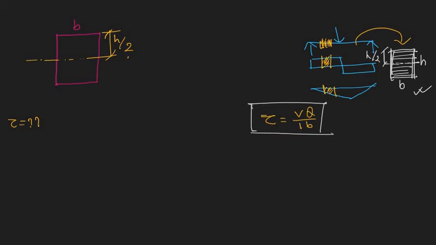At any depth means, let's say, at a depth of y. We are considering the shear stress at a depth of y from the neutral axis, and here we have considered a very small, infinitesimal area known as dA. Here dA is nothing but the width b times dy. This thickness is dy. So this is coming as b times dy.